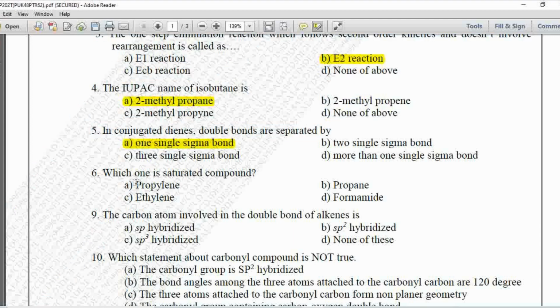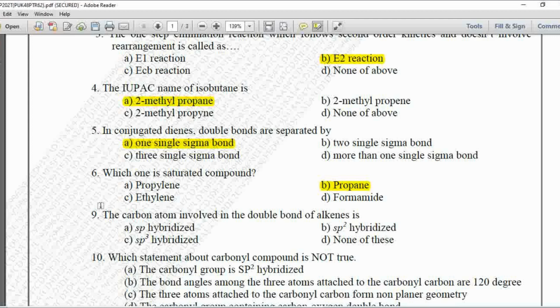Next, the 6th MCQ: which one is a saturated compound? Option A is propylene, option B is propane, C is ethylene and D is formamide. As you know, alkanes are the compounds which don't have any double bond and these are saturated carbon compounds. Here, propane is the alkane, so that's why this is the saturated compound, option B.